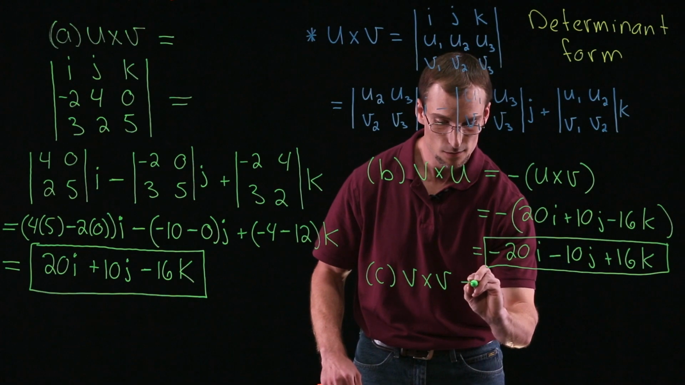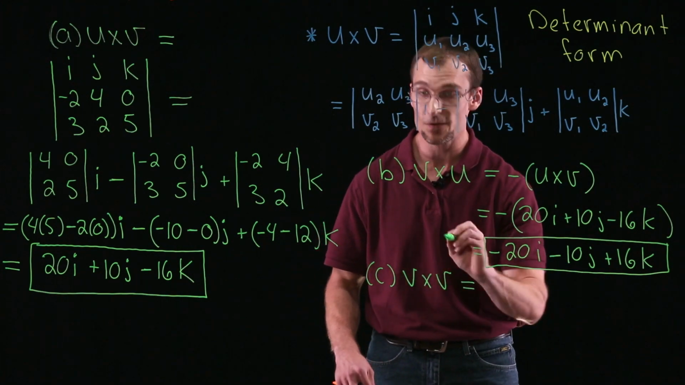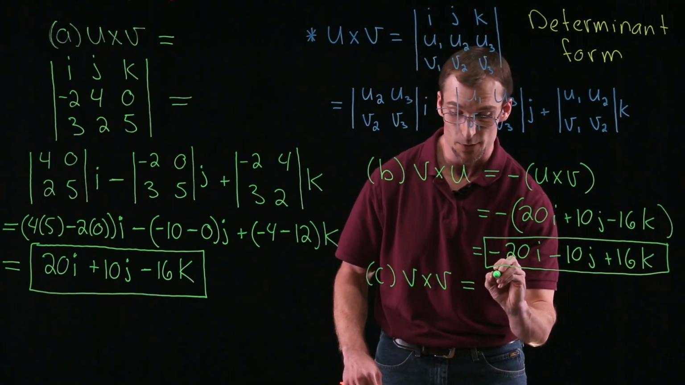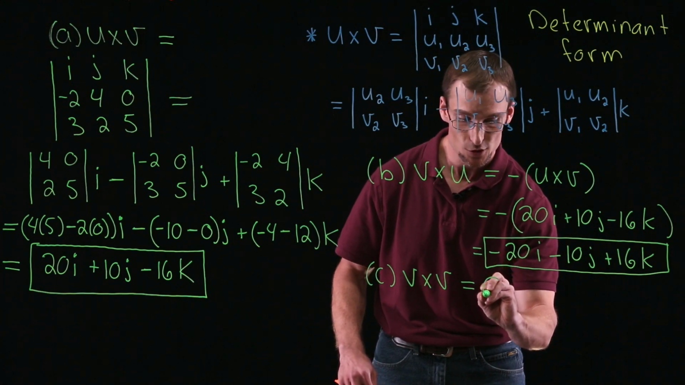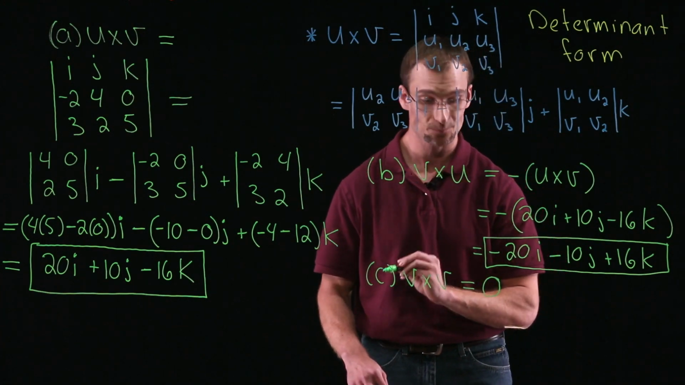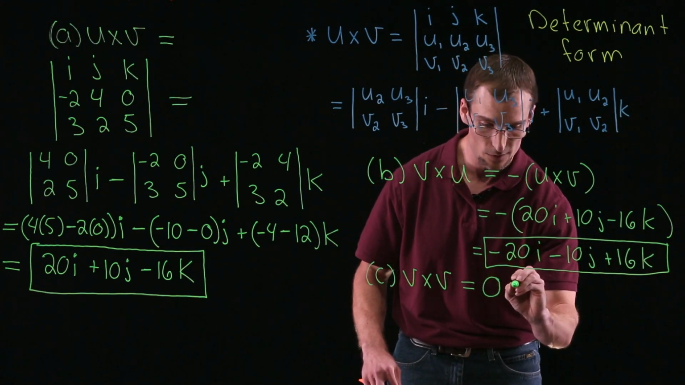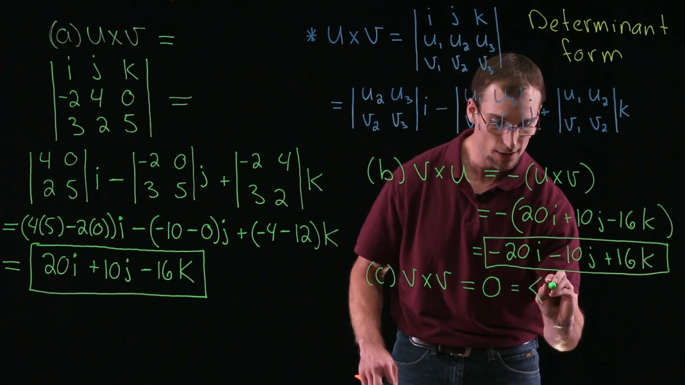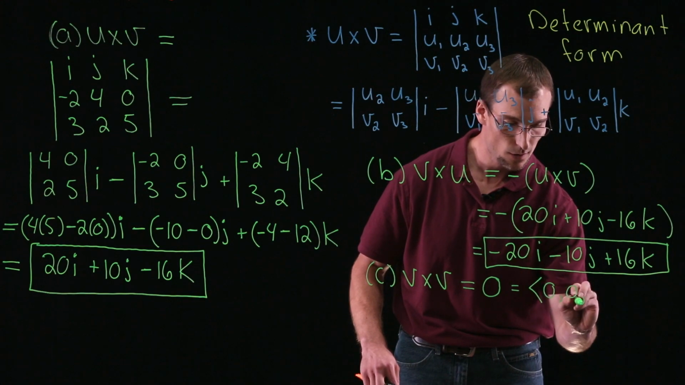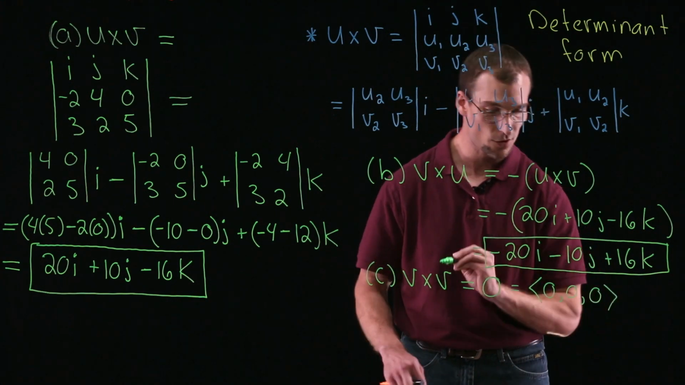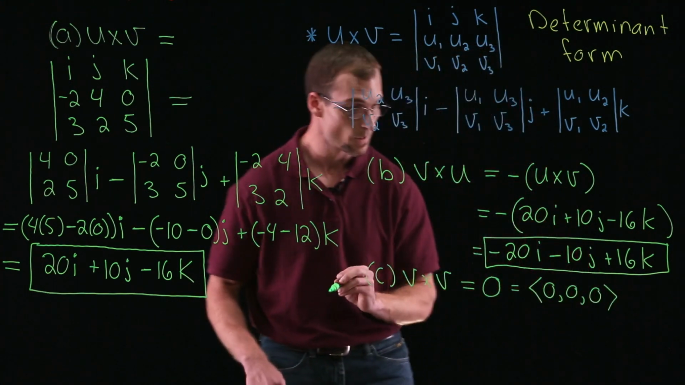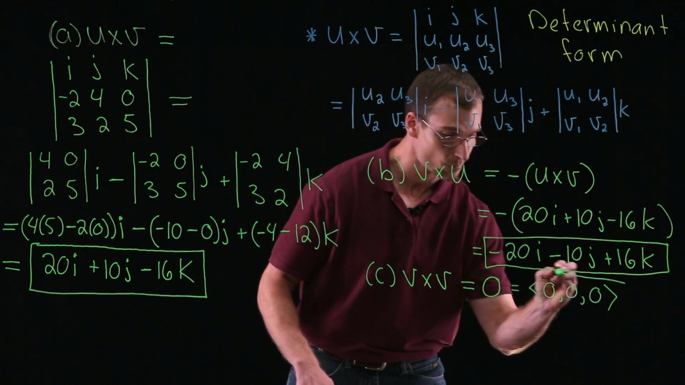Again, from our properties, we know that v cross v, or the cross product between any vector and itself, just gives us the 0 vector, which is kind of hard to write as a linear combination of our unit vectors. So we'll just write it in component form: the 0 vector, having all components 0. So essentially this is our answer here.